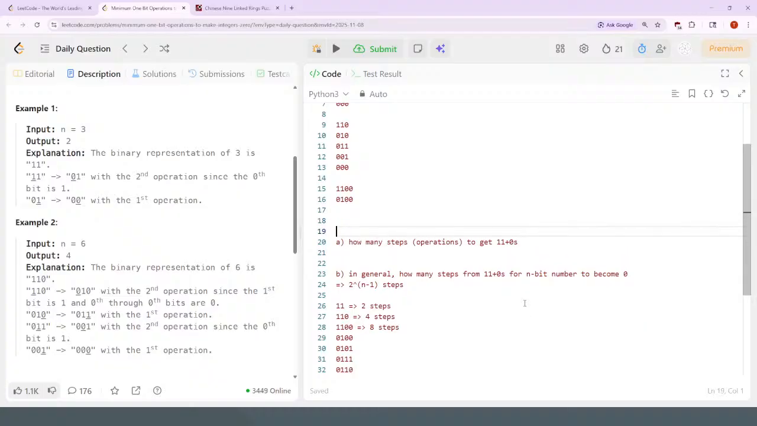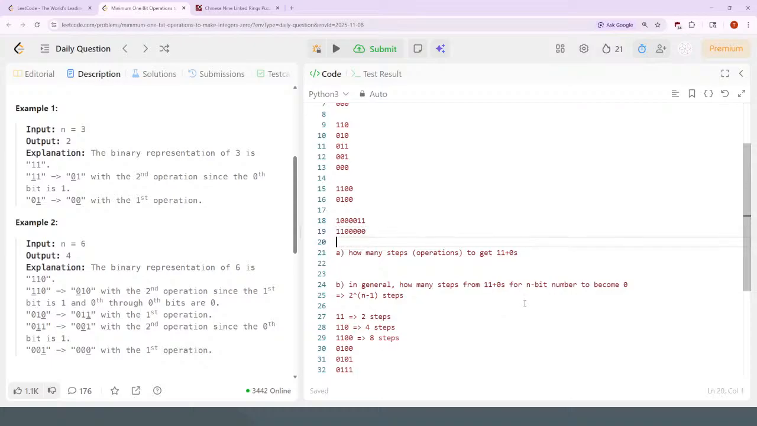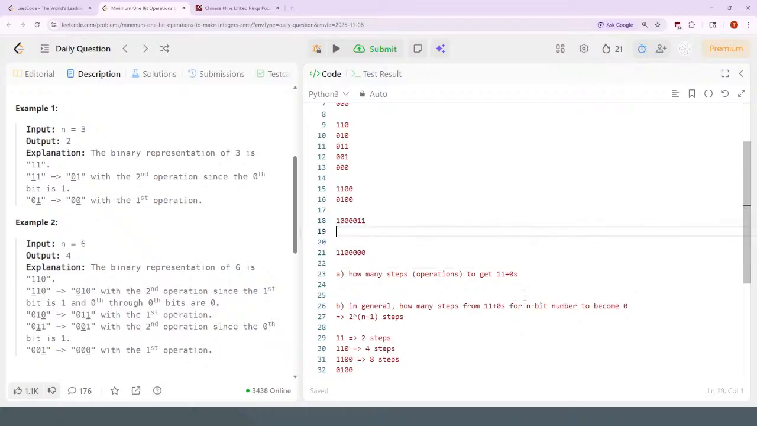All right, let's give an arbitrary example here. Let's say it's 1, something like that. How would I go from this thing to 1, 1, 0, 0, 0? How many steps?